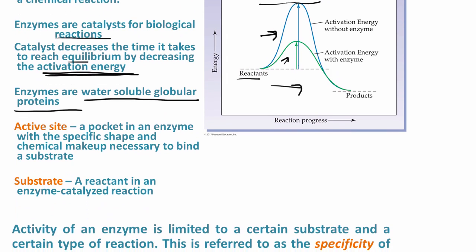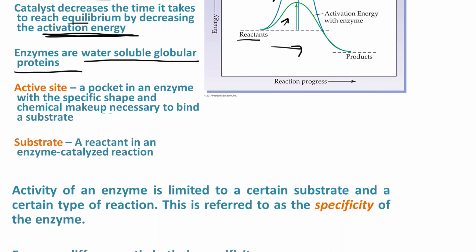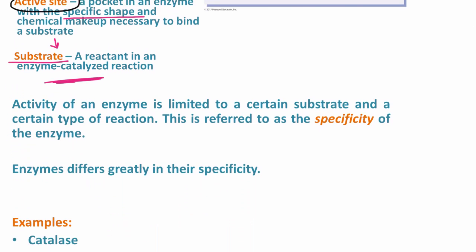An enzyme will have a pocket within the structure that is called the active site. And this active site has a specific shape and all of the chemicals that are necessary in order to bind or act upon a molecule. We call that molecule that's undergoing a transformation a substrate. So this is the reactant in an enzyme catalyzed reaction. So you can think of the active site as a little chemical laboratory that has all of the necessary chemicals that are needed in order to transform that substrate.